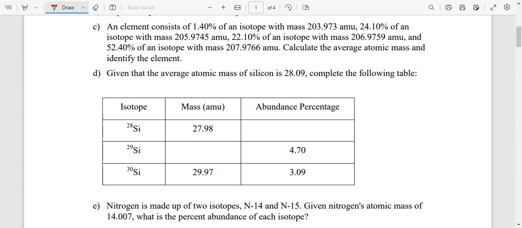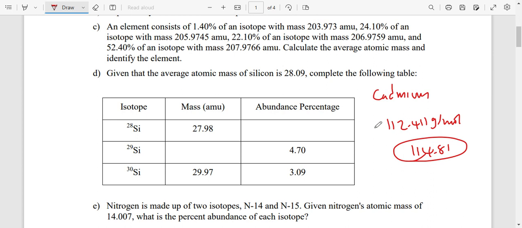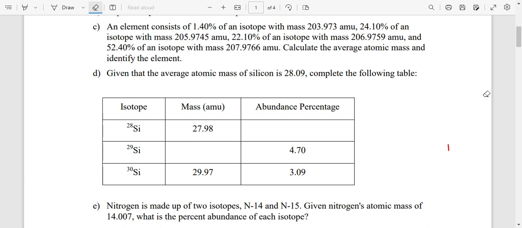Let me check on the periodic table. From the periodic table, we have got 112.411. So if that is the value, then that should be cadmium. This one has got a molar mass of 112.411 grams per mole. Because apart from this one, the next one has got a molar mass of 114.81, and this is too high. So we expect it to be this one if I've punched rightly on the calculator finding the relative atomic mass. Okay.